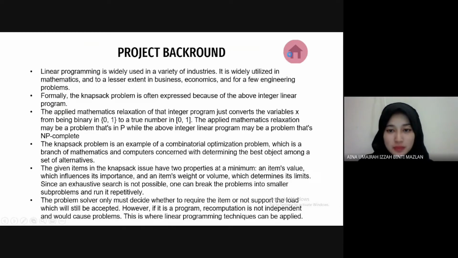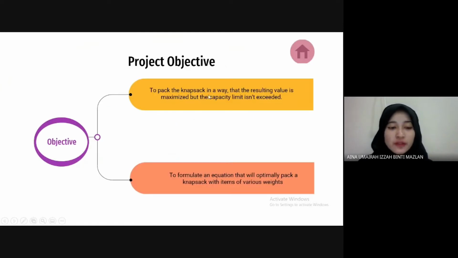Next we have the project objective. The first objective is to pack the Knapsack in a way that the resulting value is maximized, but the capacity limit is not exceeded. The second is to formulate an equation that will optimally pack a Knapsack with items of various weights.